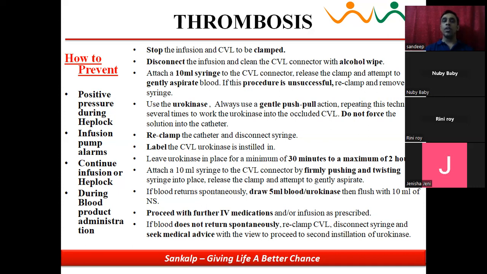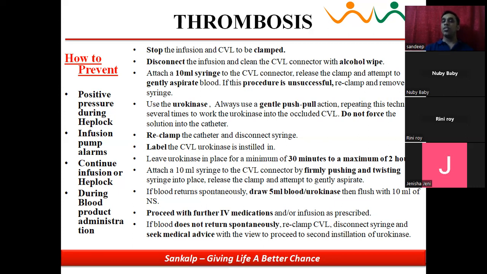Streptokinase and urokinase are anticoagulation medications, and especially in our patients, low platelets will be there. It's a very high risk to use this medication. If anything goes inside, the patient may start bleeding all over the body. So after 30 minutes to 2 hours, disconnect everything, take a syringe, start withdrawing.